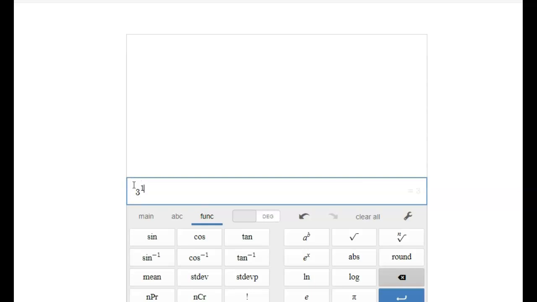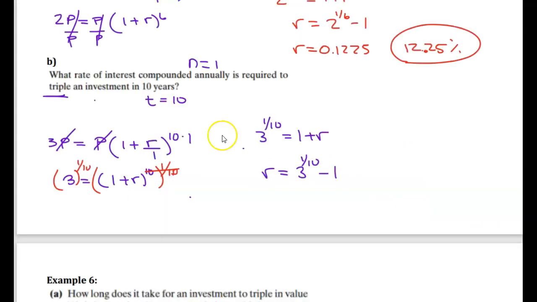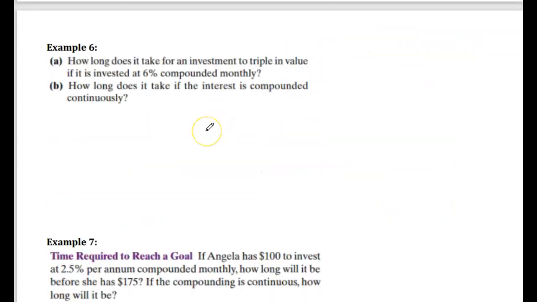3 to the power 1 over 10 minus 1. 0.1161. Alright, so this is 11.61% interest. Alright, let's look at next example.